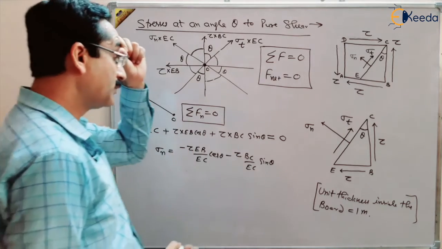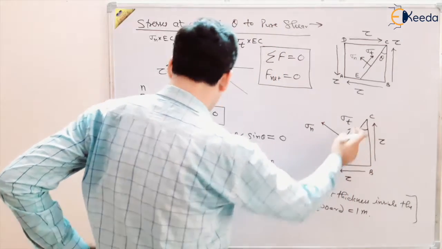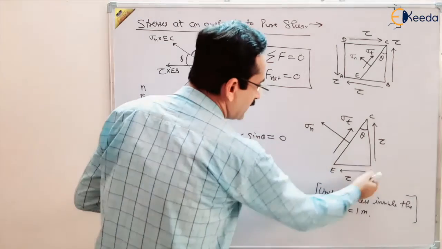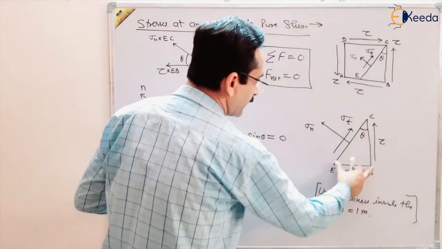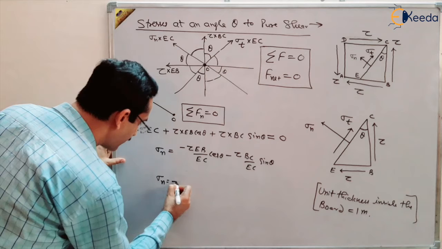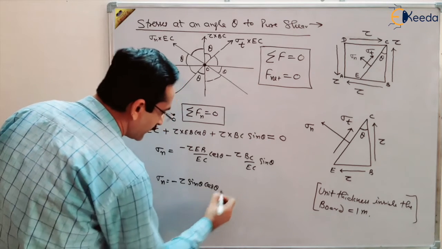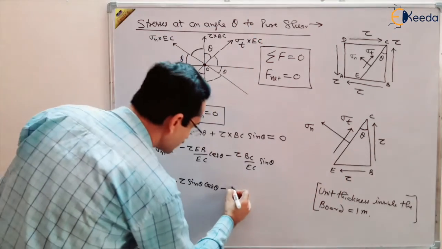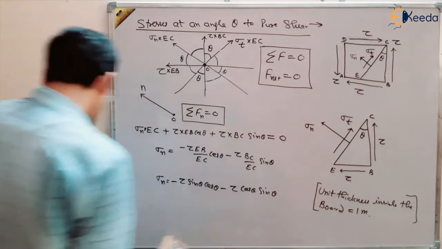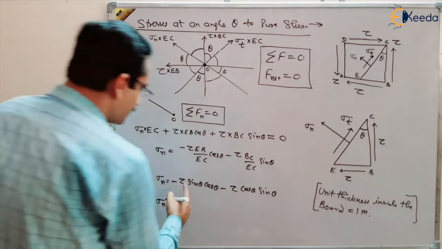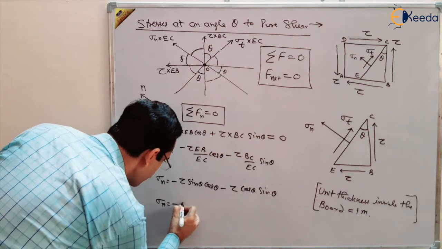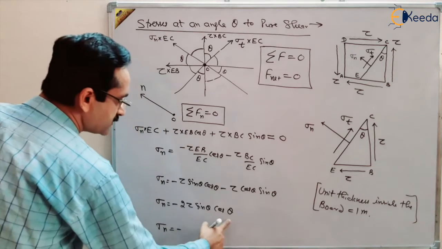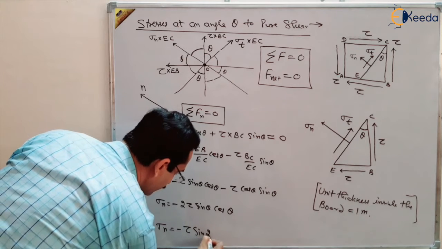What is EB by EC? In this triangle, what is EB by EC? Perpendicular upon hypotenuse. Perpendicular upon hypotenuse is sine theta. So we will write sigma n will be equal to minus tau sine theta cos theta minus BC by EC. BC by EC, base upon hypotenuse, that is cos theta. So minus tau cos theta sine theta. So sigma n will be equal to minus 2 tau sine theta cos theta. 2 sine theta cos theta is sine 2 theta. So sigma n is minus tau sine 2 theta.